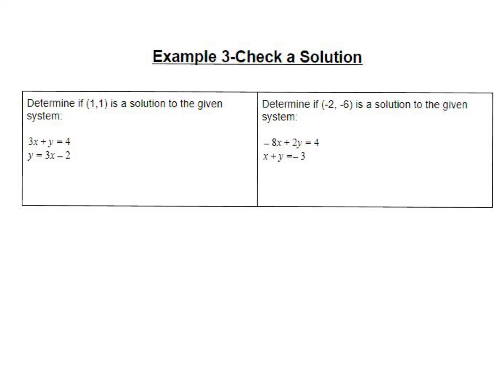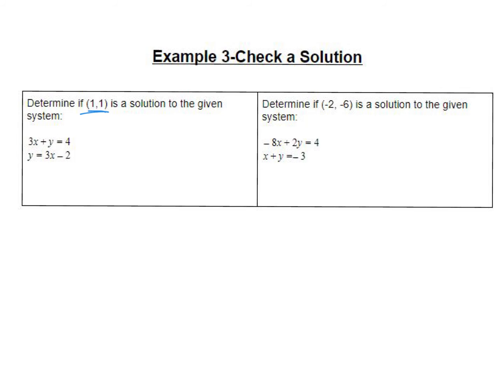Example 3, check a solution. Now, one thing we should be able to do with these, and we have some options here, is a question that they really like to throw onto your Keystone test. They're trying to ask us, determine if (1, 1) is a solution to the given system. So this is really asking, do these two equations intersect at (1, 1)?